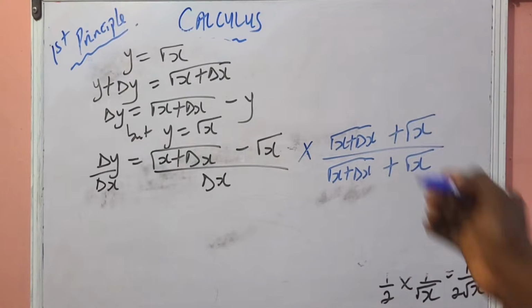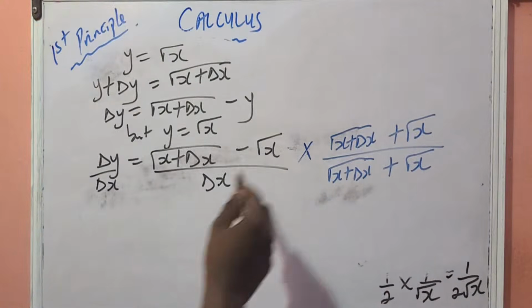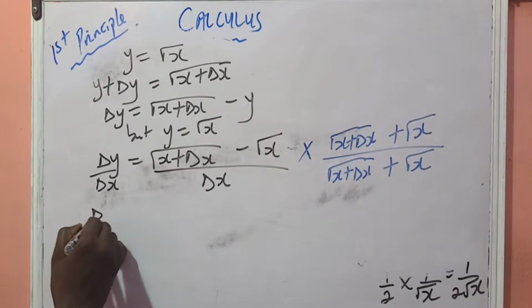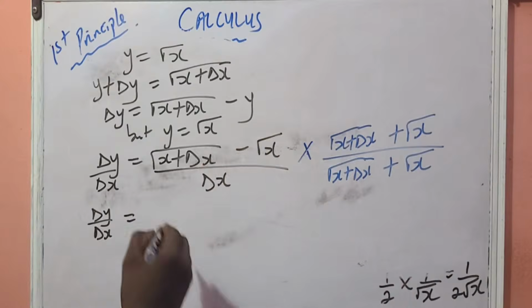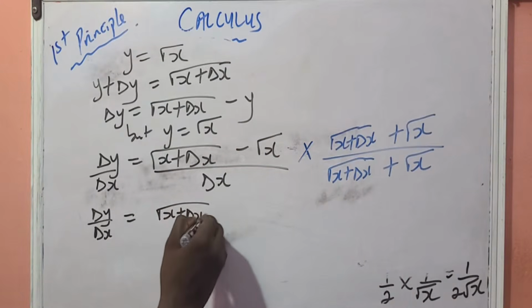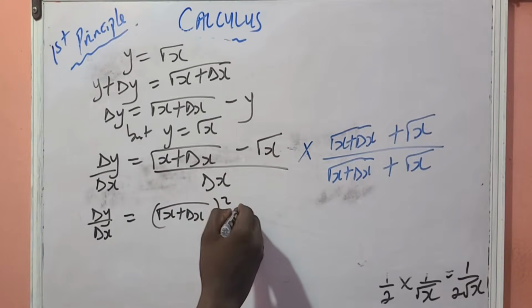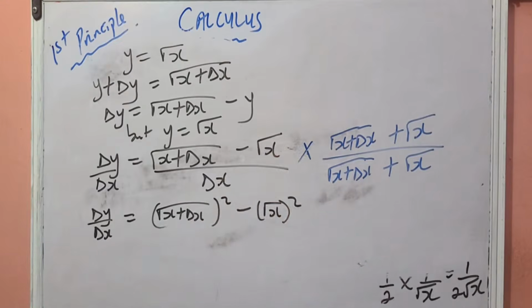So this is obviously 1, because this over this is 1. I'm sure you agree with me, right? So what we have now is something that I explained already, the difference of 2 squares. So we have change in y over change in x is equal to, this will now be obviously the change in x plus the x all squared minus all squared. This is the difference of 2 squares. I think I explained that already before.